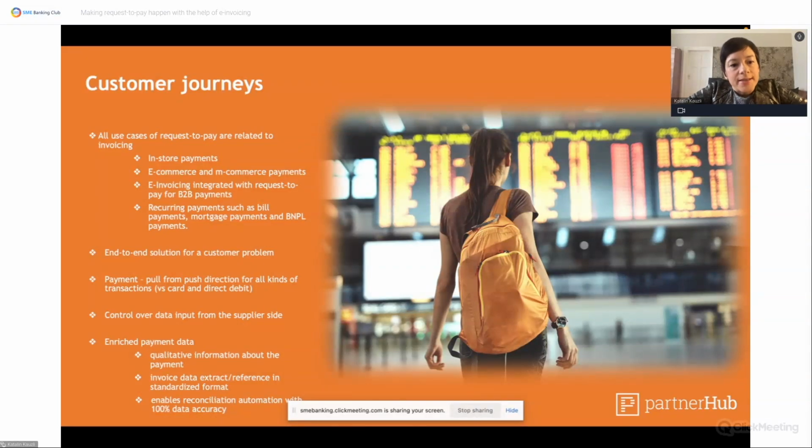And as I mentioned, the invoice data, the payment request data, and the payment data together will provide a much richer data set than before, which contributes most importantly to the reconciliation automation, but also to the later data analysis capabilities of the bank.